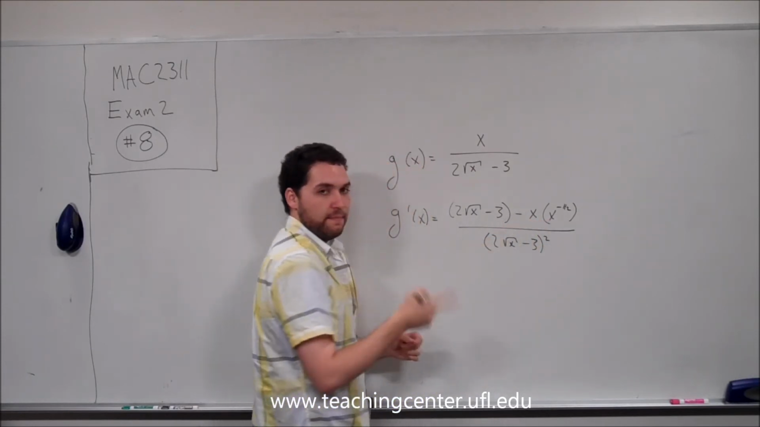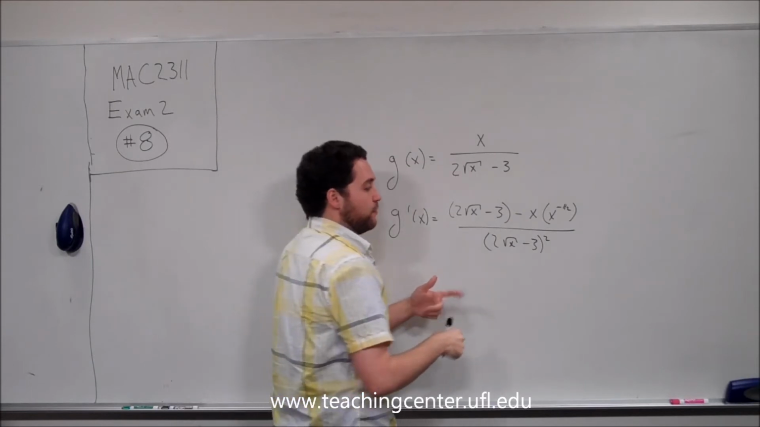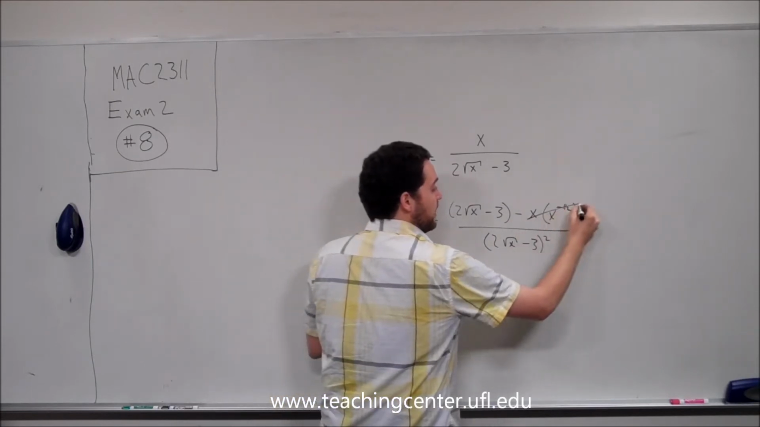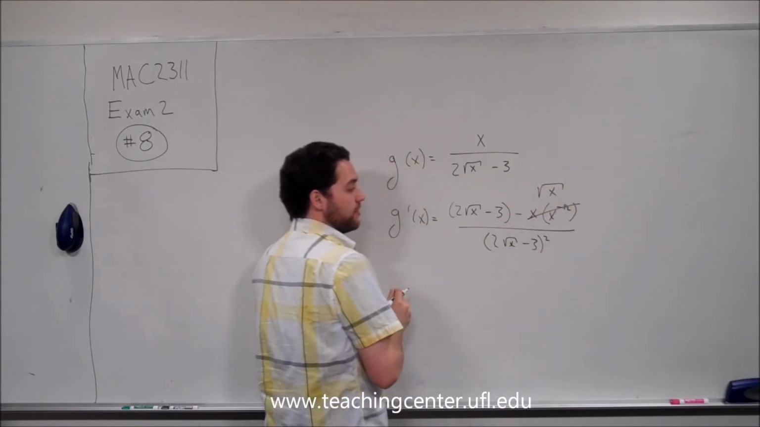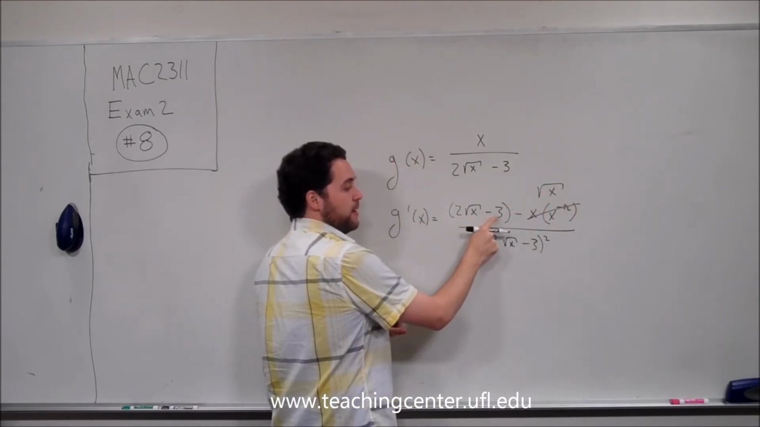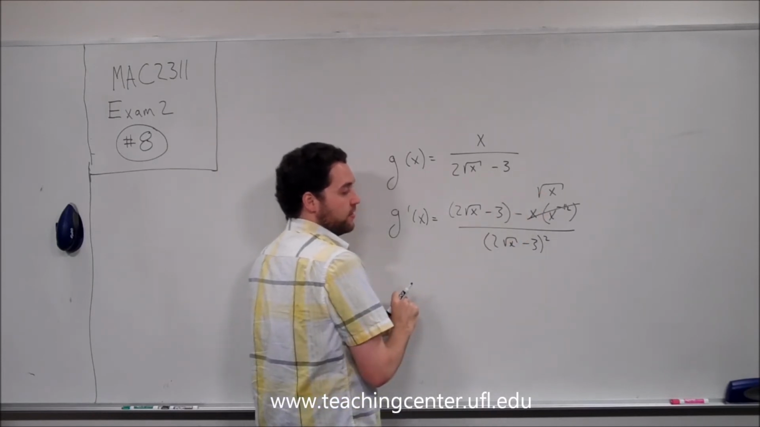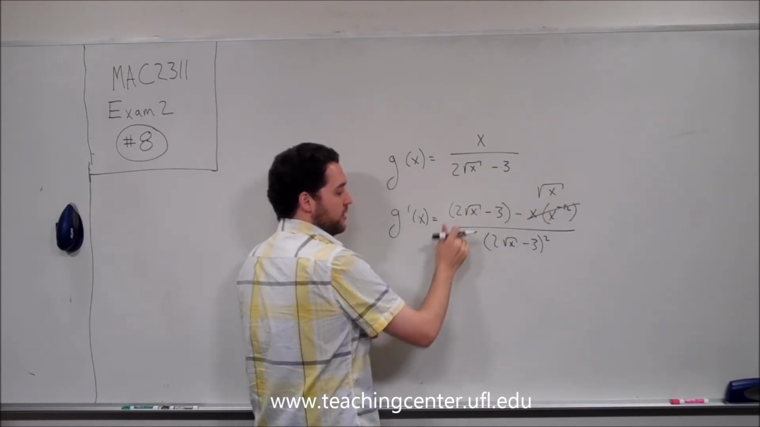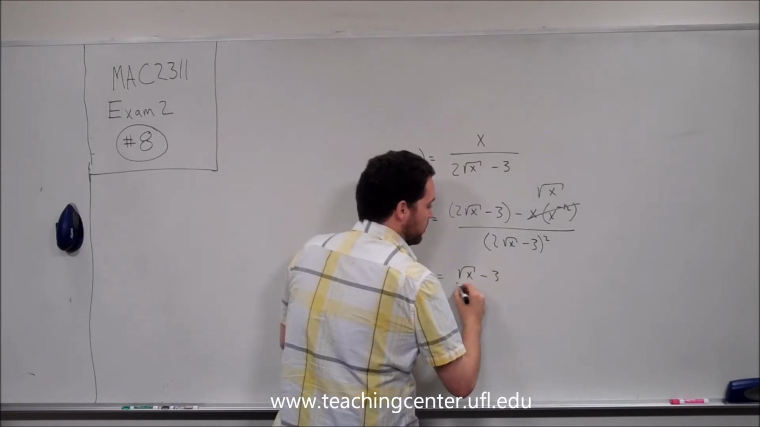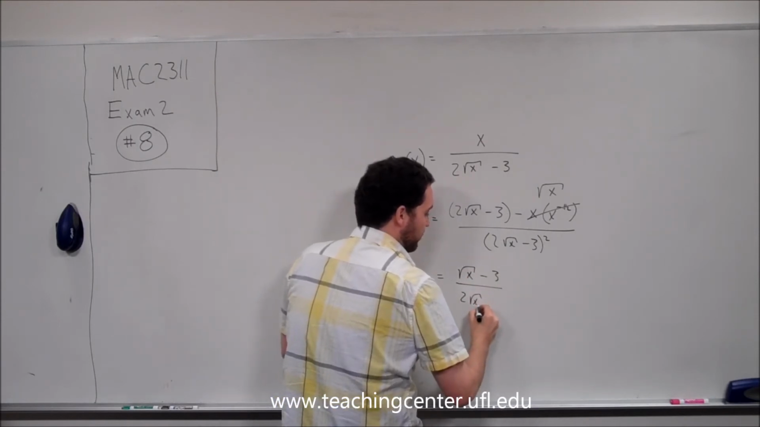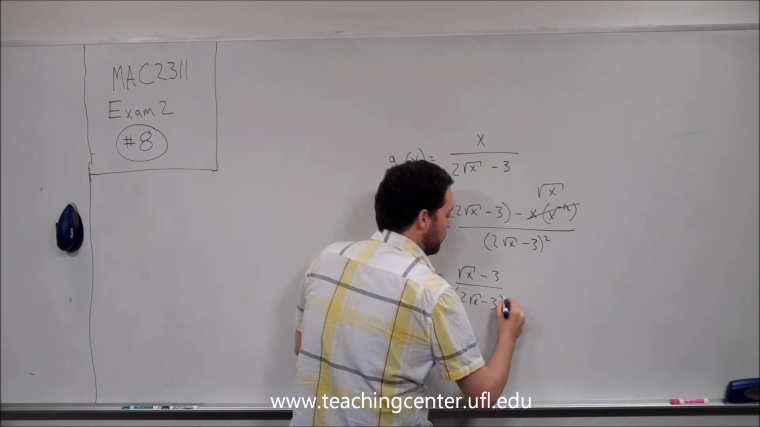Now we know when you multiply, you add powers, so 1 plus negative 1/2 gives you a positive 1/2. So this is actually just x to the positive 1/2, or you could write it as the square root of x. So you have 2 square roots of x minus 3 minus the square root of x. So we can cancel this with part of this, and we're just left with the square root of x minus 3 over (2 square roots of x minus 3) quantity squared.